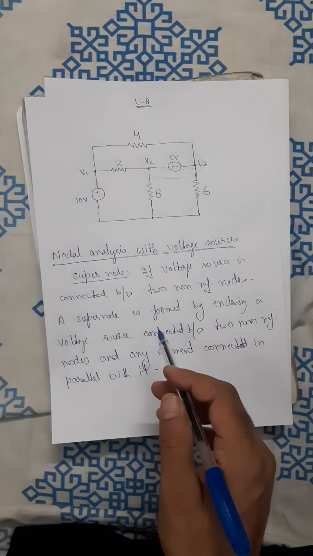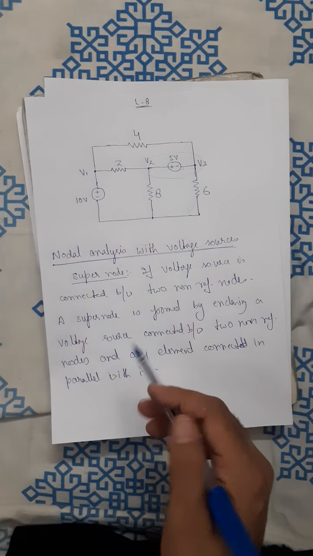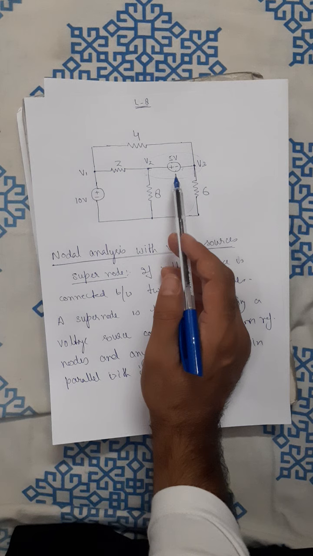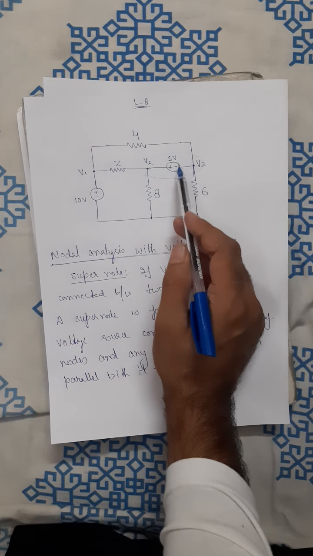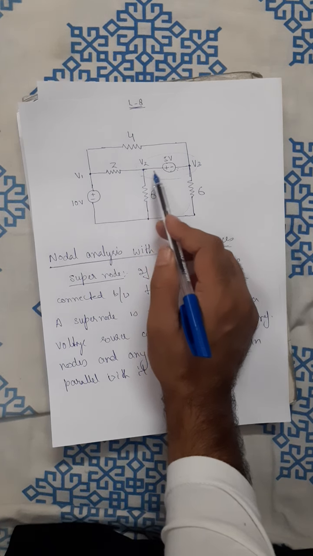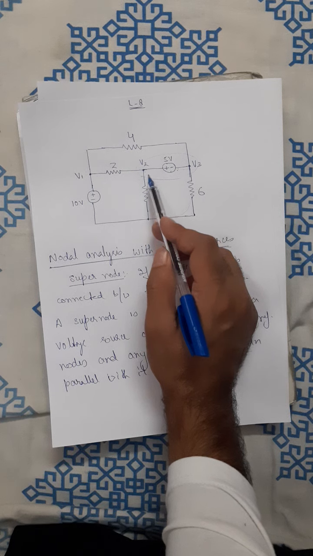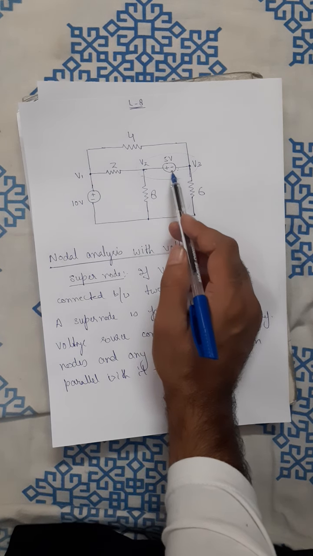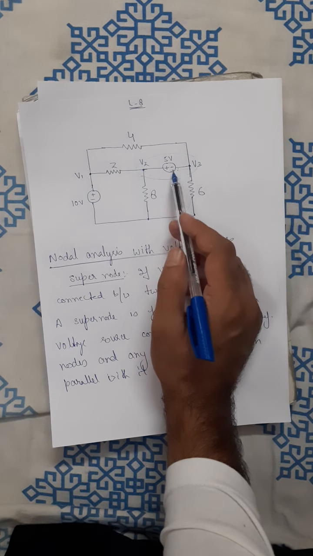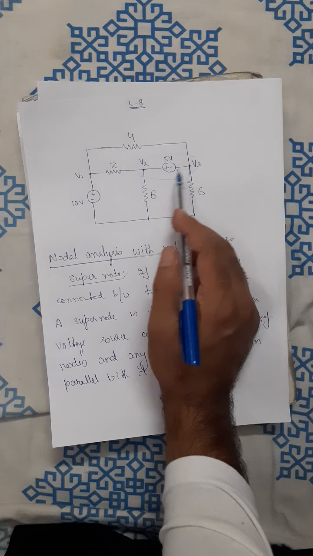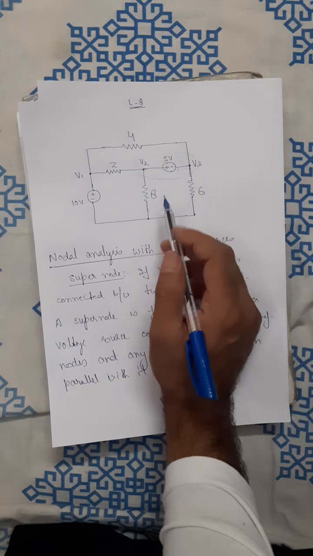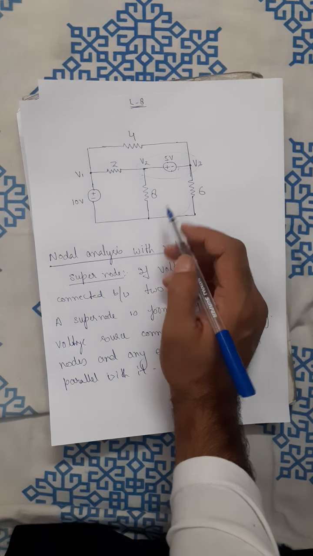In a super node, we have a voltage source connected between two non-reference nodes, so we cannot apply KCL directly here. If you apply KCL at node number 2, this current plus this current equals this current plus this current. But do you know the current flowing through a voltage source in advance? No, we don't know the current flowing in a voltage source in advance. We know the voltage across the voltage source, but not the current through it. Similarly, we know the current through a current source, but not the voltage drop across the current source.